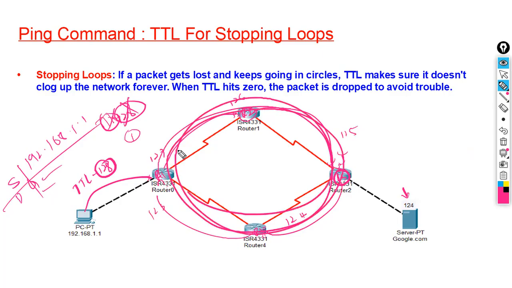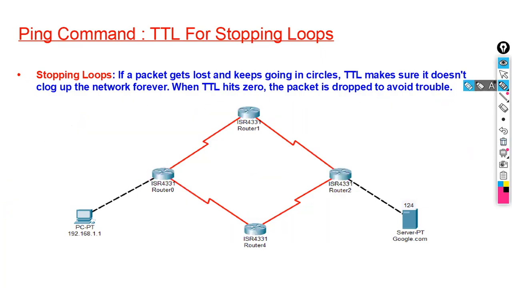But guys, this loop will not be there permanently. As soon as the TTL value gets 0, this packet will be discarded and it will terminate the loop. This is the second use of the TTL value. It is used to stop the loop in your network. So when TTL hits 0, the packet is dropped to avoid trouble. Clear, everyone?